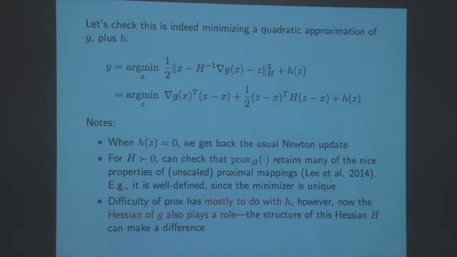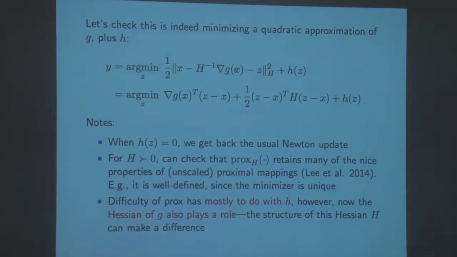Okay, so let's first check that this is indeed minimizing the quadratic approximation of g plus h, where the quadratic approximation uses the Hessian. So this was our prox problem. I just wrote it out. We're going to minimize the distance between the Newton step with respect to g and z, measured in the H norm squared, plus h of z. So remember, the H norm is just this transpose H times itself. So when we write that out, you can see, well, first of all, the term that depends only on g of x we can throw out because it's the minimum over z.